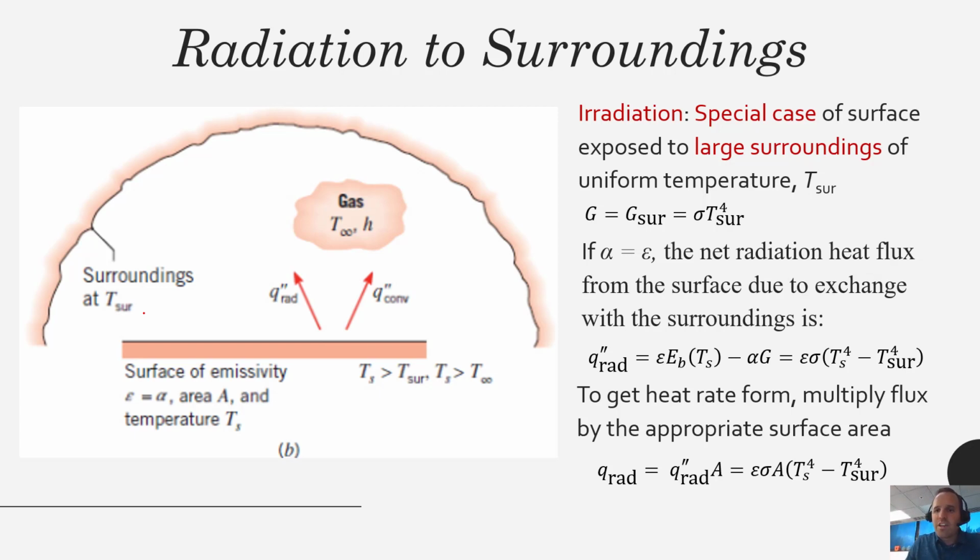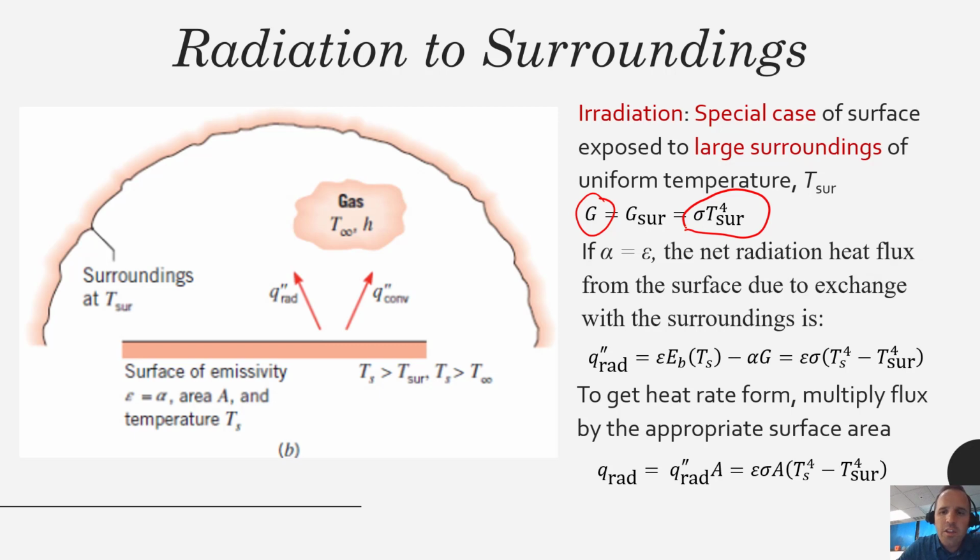So when we have this special case that our surface is exposed to large surroundings at this uniform temperature T surroundings, then we have the incident irradiation coming in at G. We're going to assume that's coming in uniformly. We can treat our surroundings, because they're very large, as a black body. So we can assume that G, what's hitting our surface, is going to be coming as if it were emitted by a black body, sigma times T surroundings to the fourth.